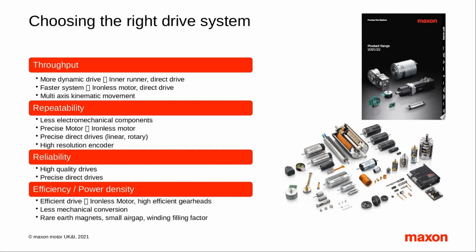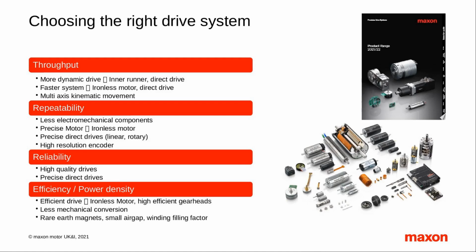So with those three topics in mind, when it comes to picking a drive system, I'm just going to go down the list. It starts off with throughput. Basically, what you want to do is speed things up. The faster the processes take place, the more output from the lab is possible. In all of these lines on this slide, it will mention the ironless motor. On my coming slides, I'll explain that in more detail. But throughput, a dynamic drive, faster system with an ironless motor.